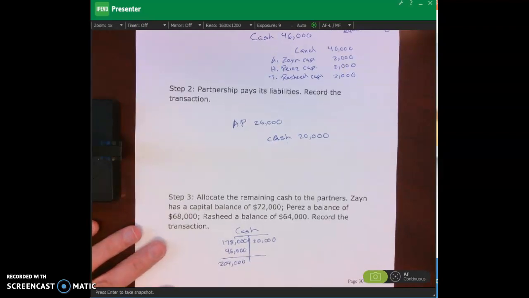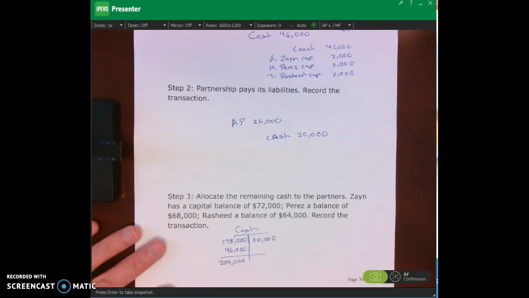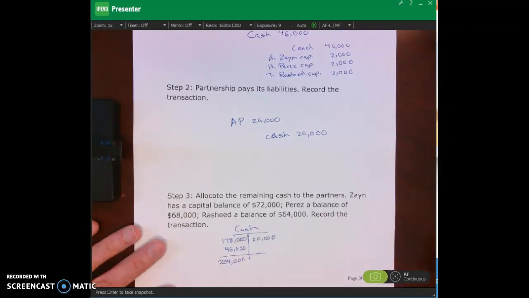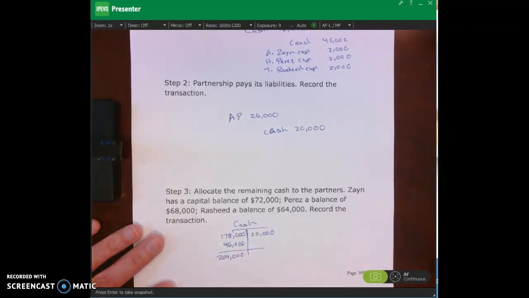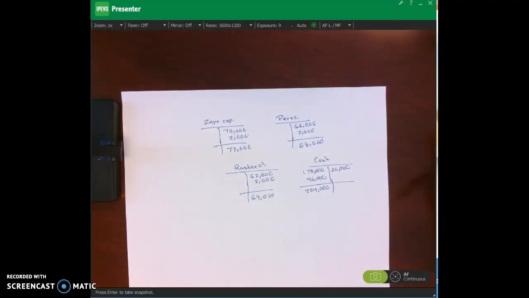Now we can allocate that cash to the remaining partners based upon their capital balances. Let's look over here in terms of our journal entry. Give me a second because I'm going to flip the page over. Remember in step 3, what we're going to do is allocate the remaining cash to the partners. And so I wanted to draw out these T accounts here for you.